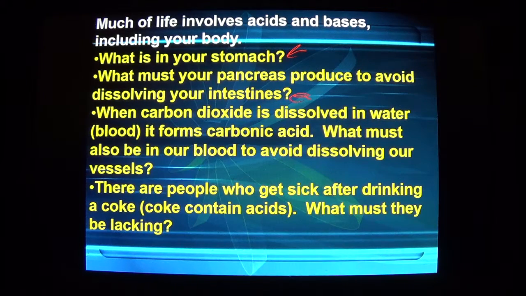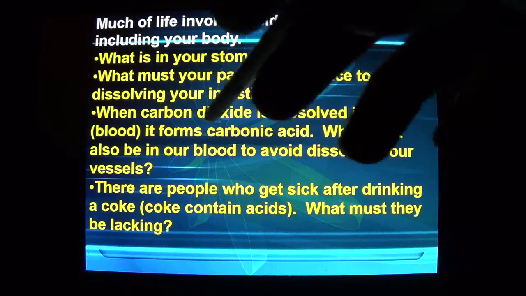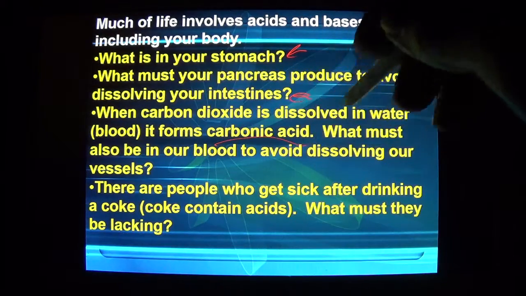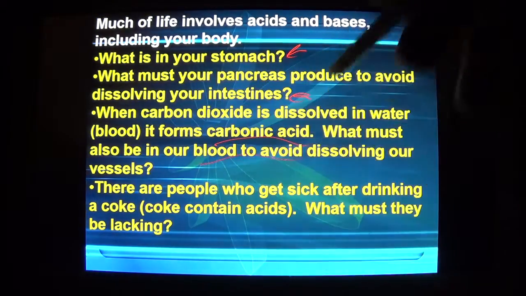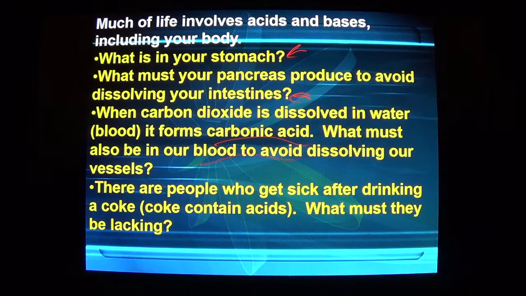We have in our blood, which is mostly water, carbon dioxide, because that's how it gets to our lungs to exit our body. And we know carbon dioxide dissolved in water makes carbonic acid. So there must be stuff in our blood that makes it not quite so acidic as well. Otherwise, we'd start dissolving our vessels.